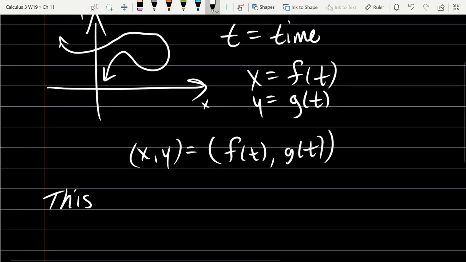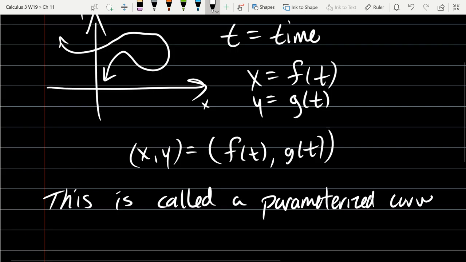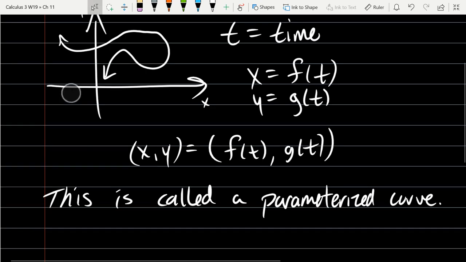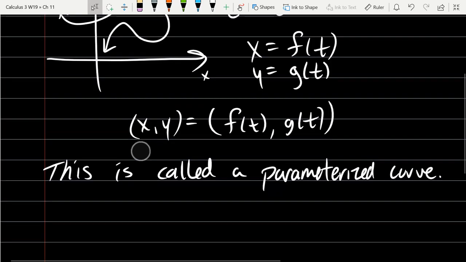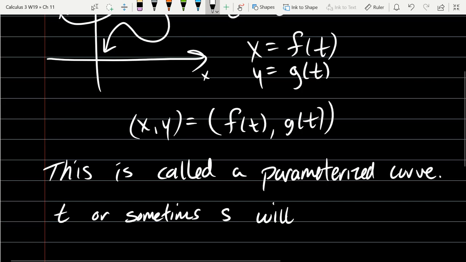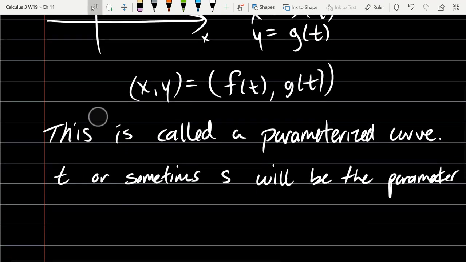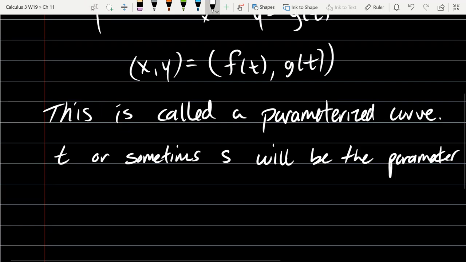So when you parameterize like this, this is called a parameterized curve. We're almost always going to use the variable t. Sometimes you're going to see an s. So t or sometimes s will be the parameter. So our domain will be all valid t inputs for both functions.